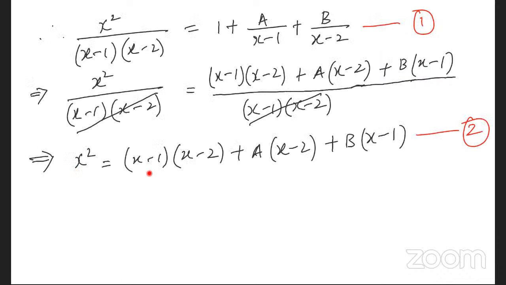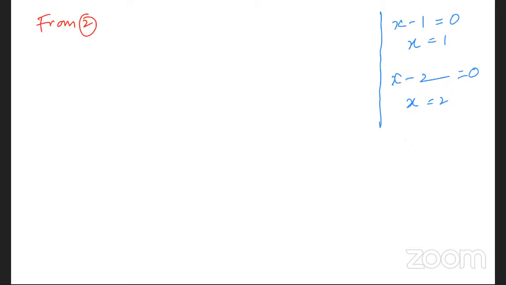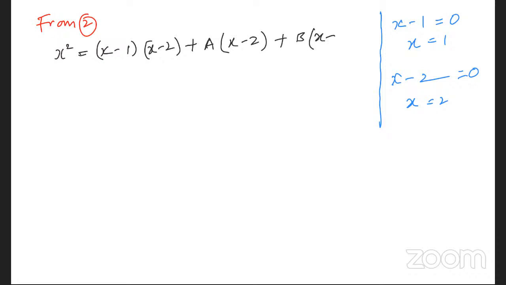x square is equal to (x minus 1)(x minus 2) plus a(x minus 2) plus b(x minus 1). So we shall write this again: x square is equal to (x minus 1)(x minus 2) plus a(x minus 2) plus b(x minus 1).